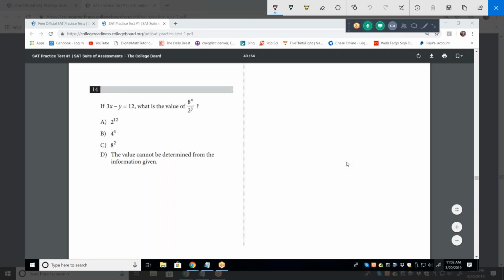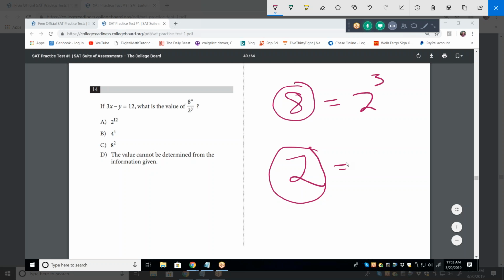Remember what the key is. For this one, do you have to know what x and y is? Like, do you have to solve for it? Well, no, you don't. However, you recognize what 8 and 2 have in common. They have a common exponential base. In other words, I can write 8 as 2 cubed, and I can write 2 as 2 to the 1.